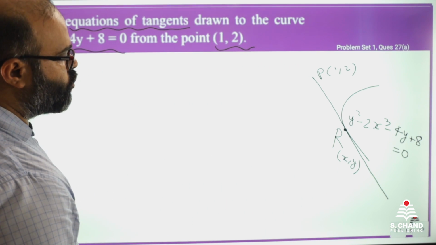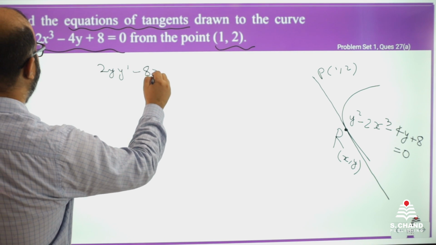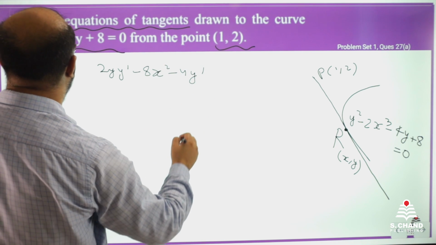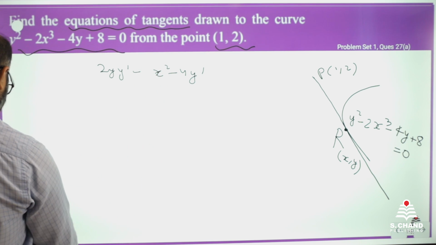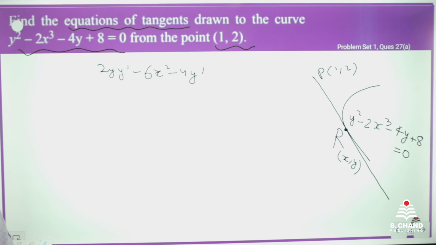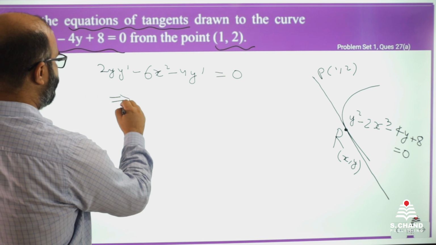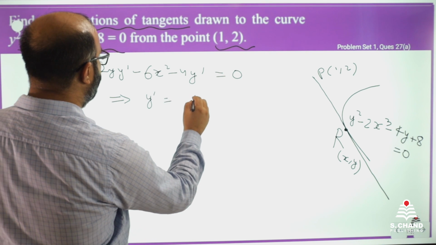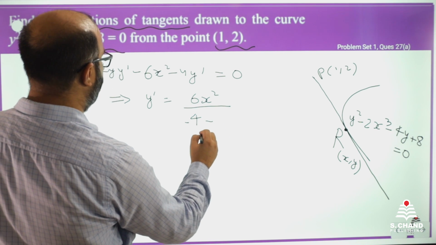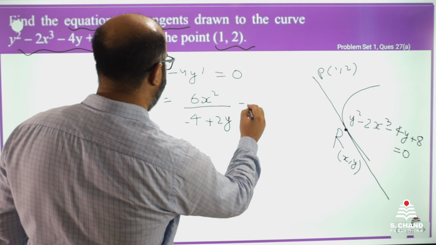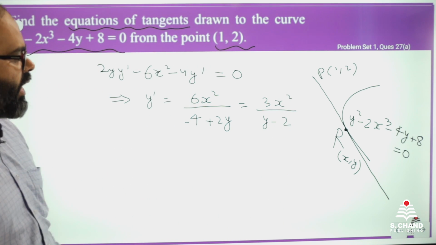Now we find the slope. How do we find the slope? We will differentiate: 2y y dash minus 6x square minus 4y dash. It will be 6x square, it won't be 8x square. Minus 4y dash is equal to 0, which will give you y dash is equal to 6x square upon 4 minus 2y, or you can say 3x square upon y minus 2. So this is the slope of the tangent.